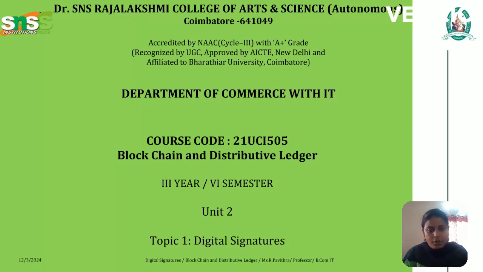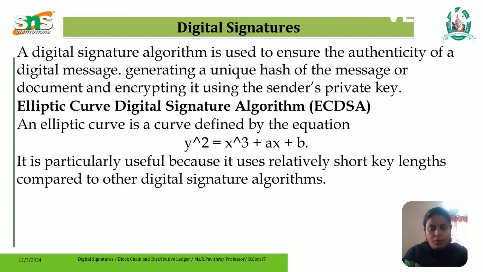Next, we can see digital signatures in blockchain. The digital signature algorithm is used to ensure the authenticity of a digital message by generating a unique hash of the message or document and encrypting it using the sender's private key. The elliptic curve digital signature algorithm is called ECDSA.